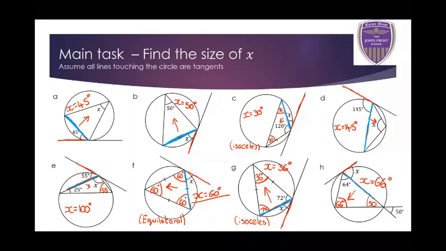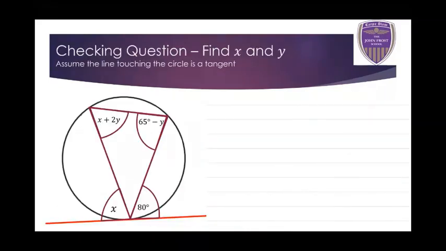So hopefully you got all those right. And if you look at the questions, I've drawn the tangent line as red and the chord in blue, just like I've done the whole lesson, okay? So that should hopefully help you see where I've got my numbers from, okay? Now let's have a look at the checking question. So you need to find the values for x and y. Okay, this is quite a tough question, this one, so really take your time with it, okay?